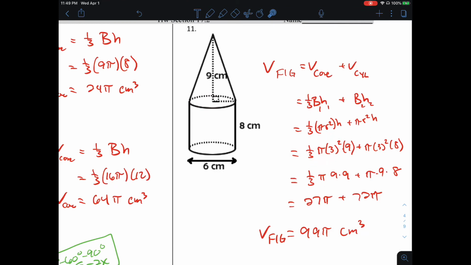Once again, this third's part of the formula. 3 squared is 9. 9 times 9 is 81. 81 divided by 3 is 27. So we get 27 pi for the cone up here. The cylinder, area of the base times the height. This is the same circular base that the cone had, so it's 9 pi.